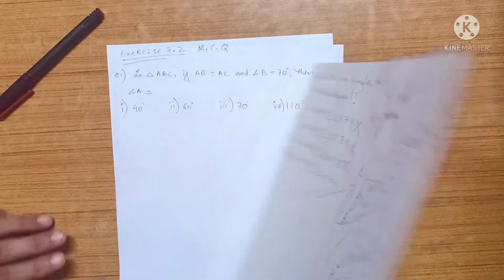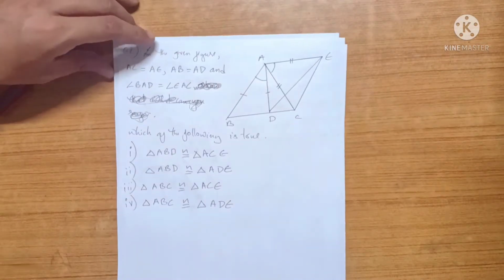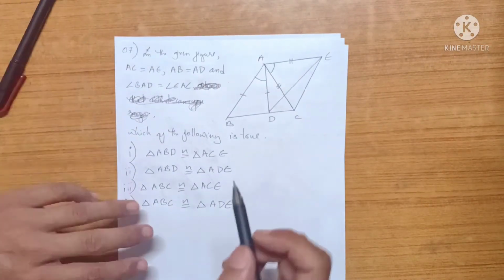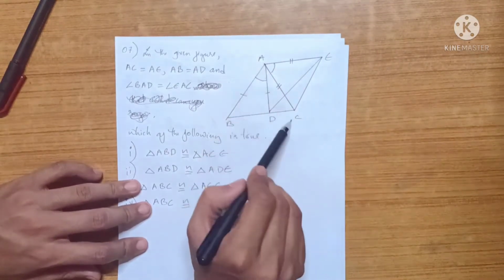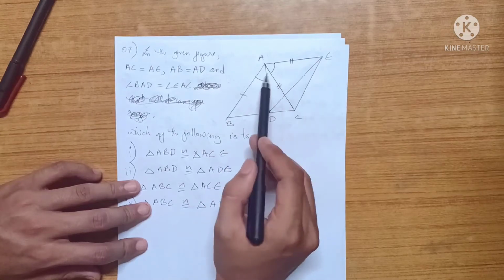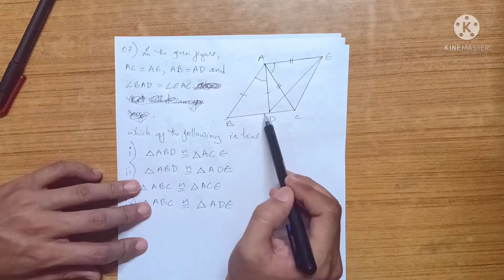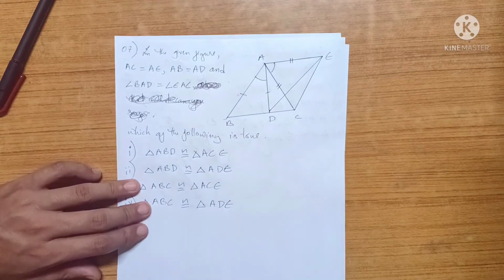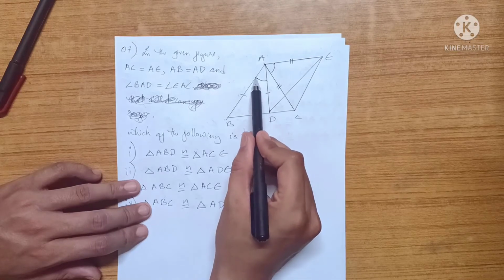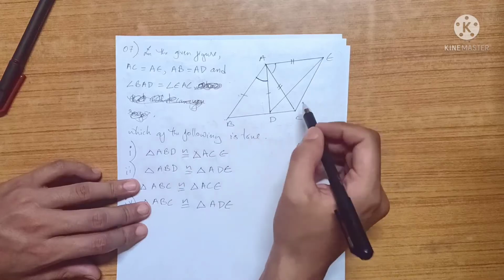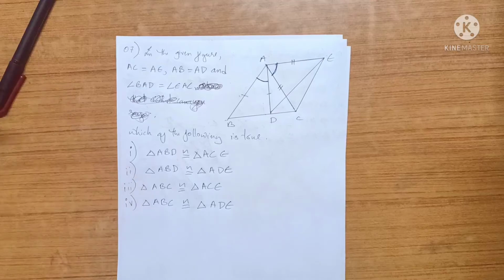Next, question number 7. Last question from this exercise, and then we're going to move on to the next exercise. So in the given figure, AC is equal to AE, which is already marked with the double dash. And then AB is equal to AD, which is also marked with the single dash. And then angle BAD is this angle, and then EAC is this angle. So those are the equal ones.